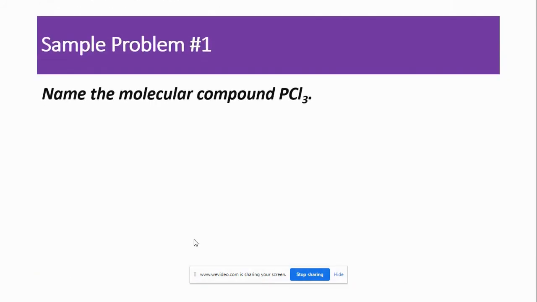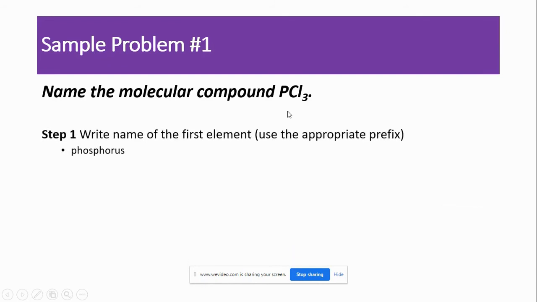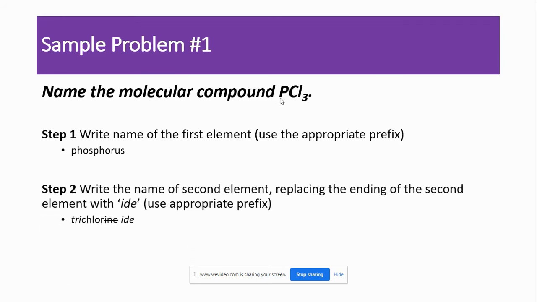Okay, sample problem number 1. Let's name this compound. First you write the name of the first element. So P is just phosphorus. If there's just one phosphorus, you do not have to say monophosphorus for the first element. Then we're going to write the name of the second element, replacing the ending with "ide." In this case, there's 3 chlorines, so we're going to write trichloride. So the answer is phosphorus trichloride.